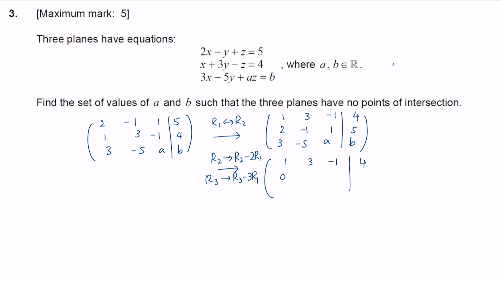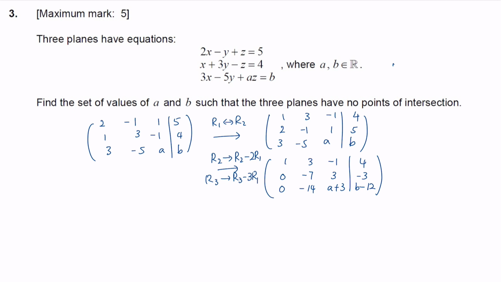Giving me 0, minus 1 minus 6 is minus 7. 1 minus 2 is 1 plus 2 is 3. 5 minus 8 is minus 3. 0 here, minus 5 minus 9, that's minus 14. a plus 3 and b minus 12. Okay, like this.